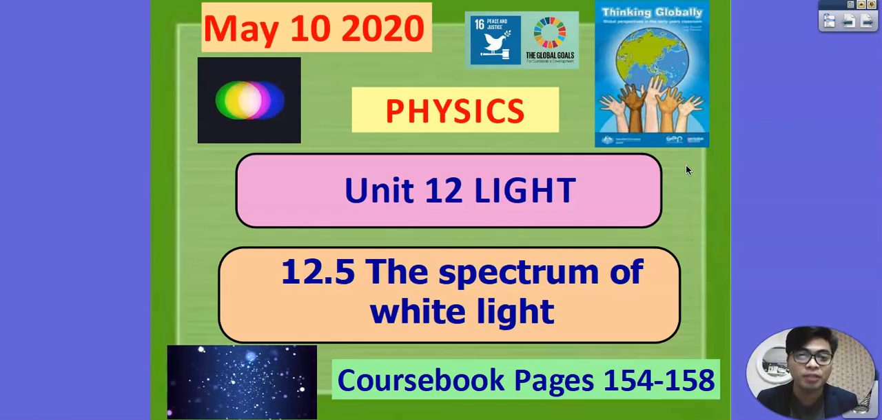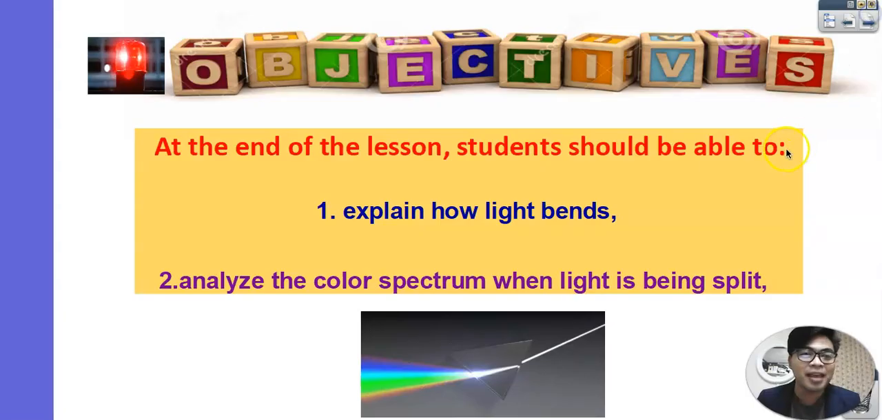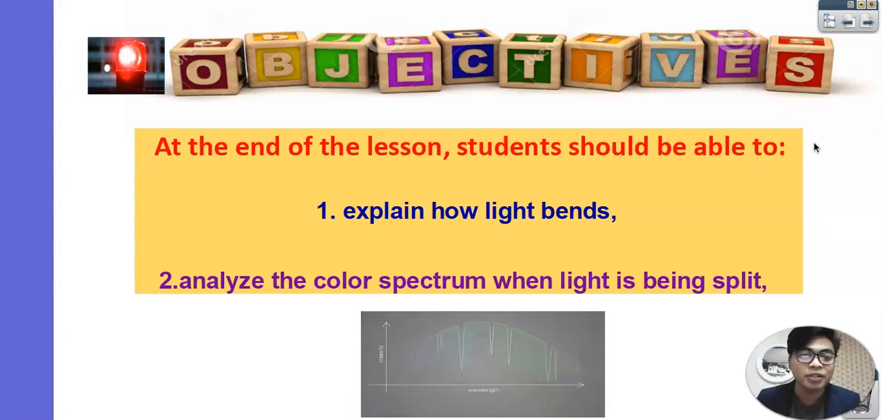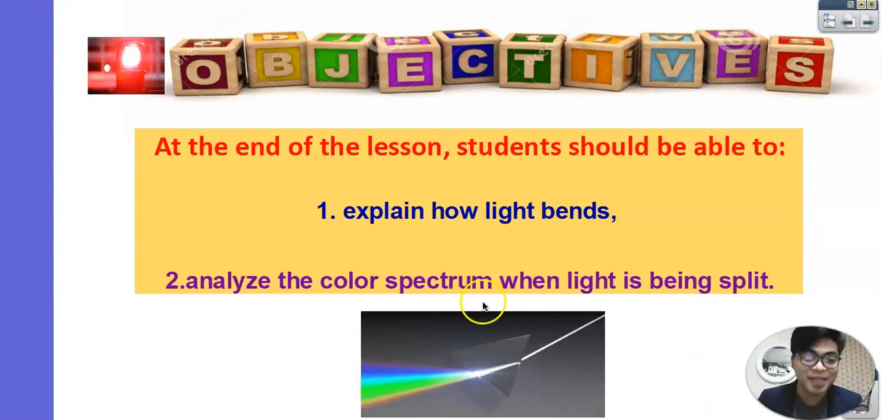So if you have your course book, you can open it on pages 154 to 158, and we're going to take a look at the following objectives. We're going to take a look at how the light bends, and we're also going to analyze the spectrum of the white light when light is being split.